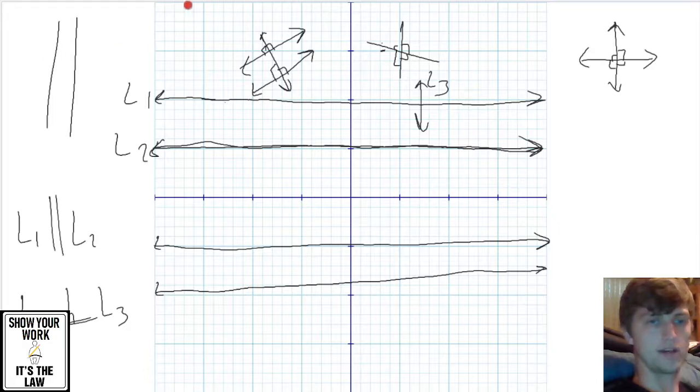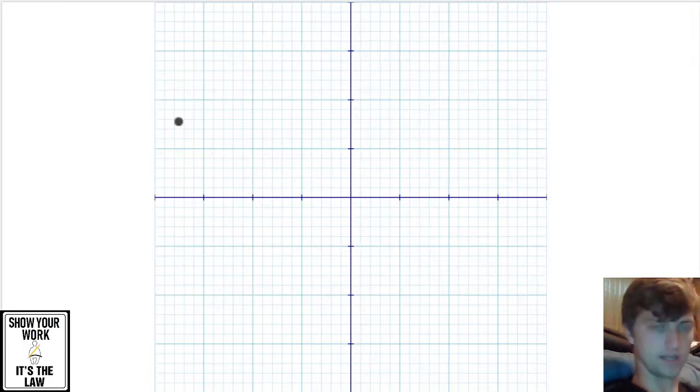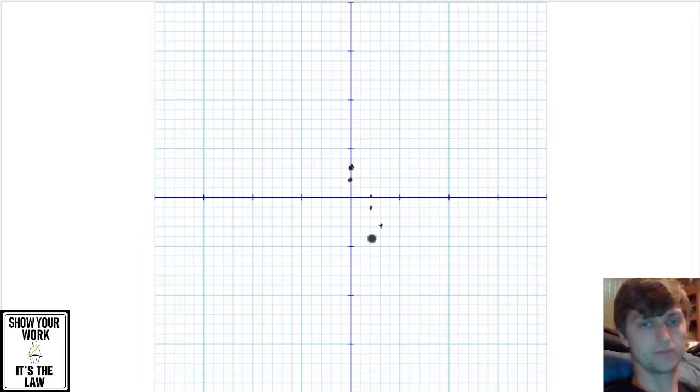We have negative 3 over 2x plus 3. Plus 3 is right here. And then our negative 3 over 2 says go down 3 over 2, down 3 over 2. And then our other one was negative 3 over 2x plus 2. We start here, over 2, down 3 over 2, down 3 over 2. So see, we have two lines side by side, and they're going to be parallel.